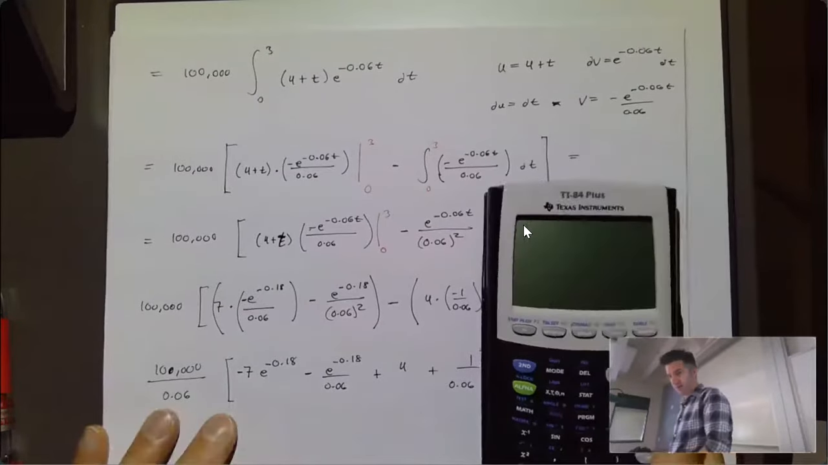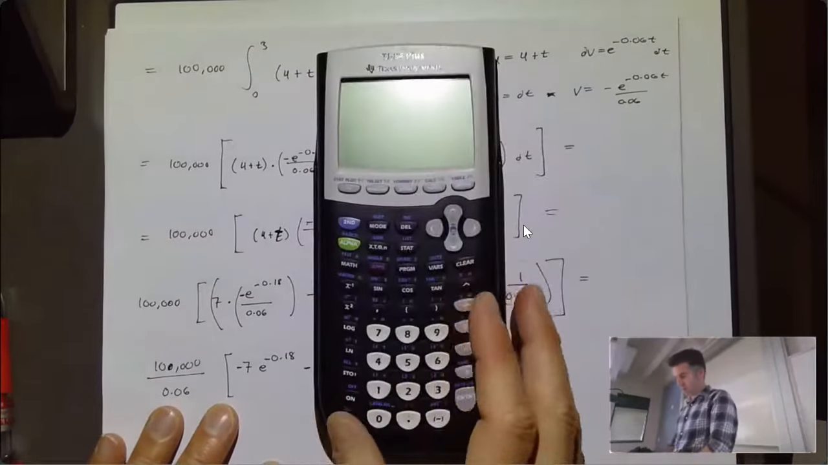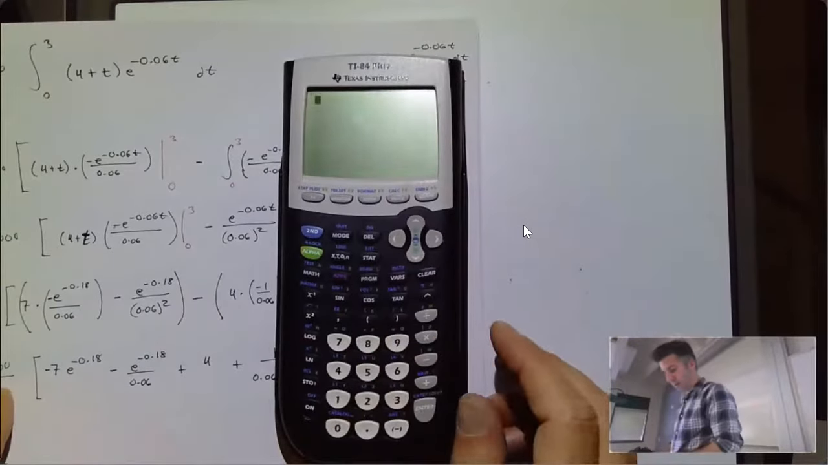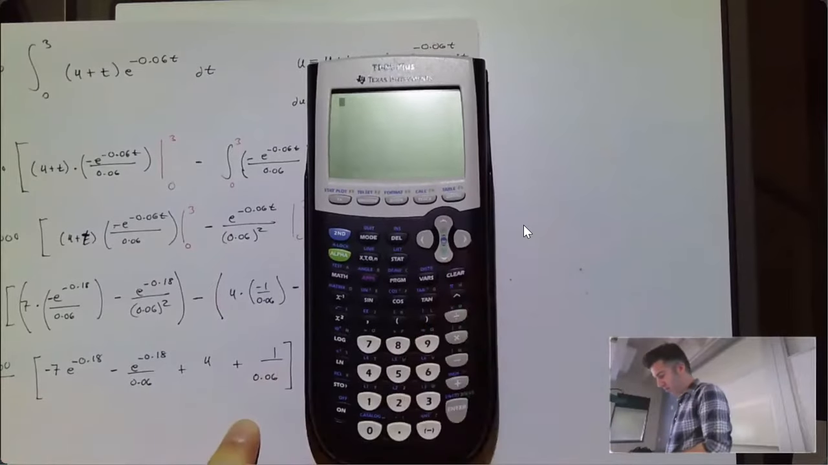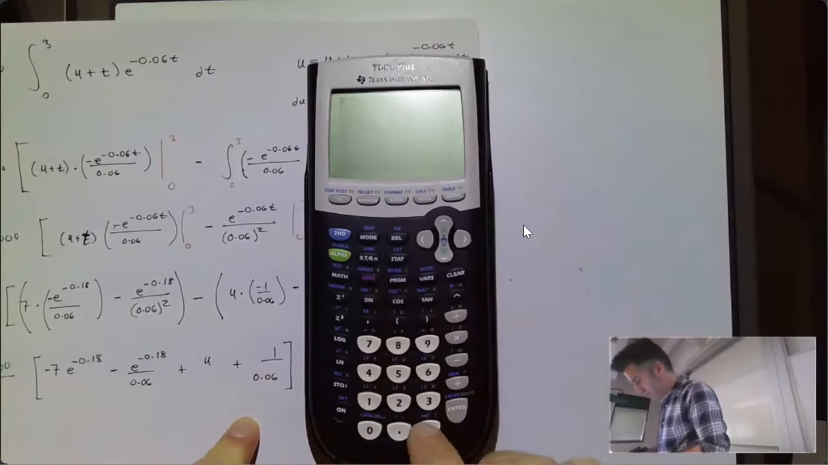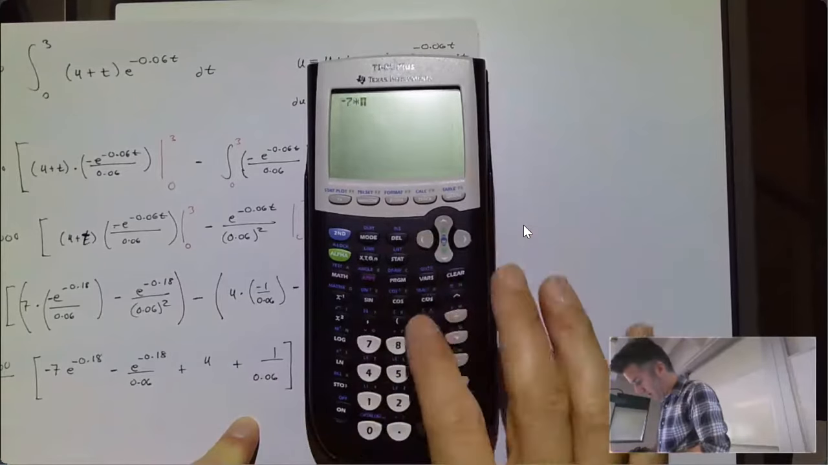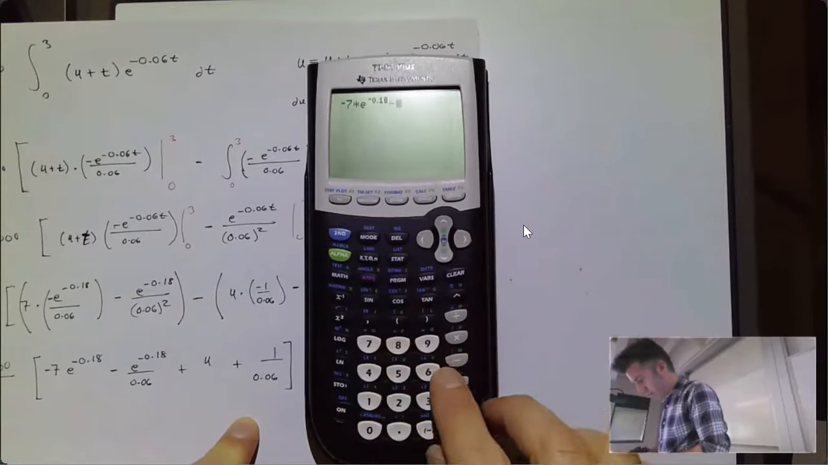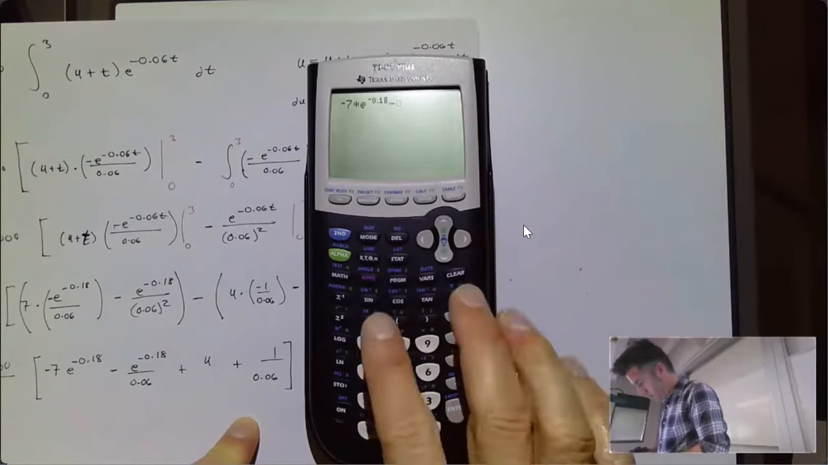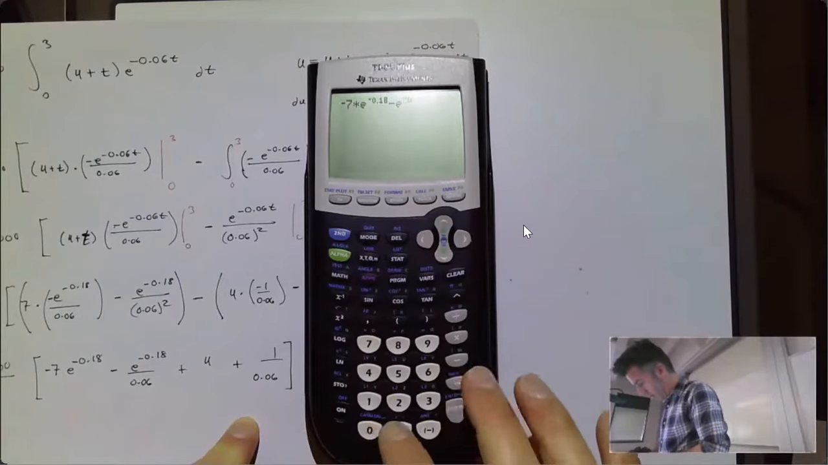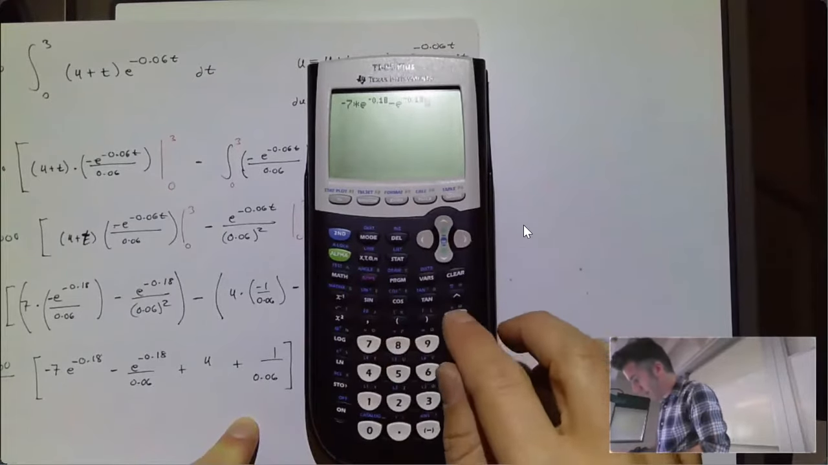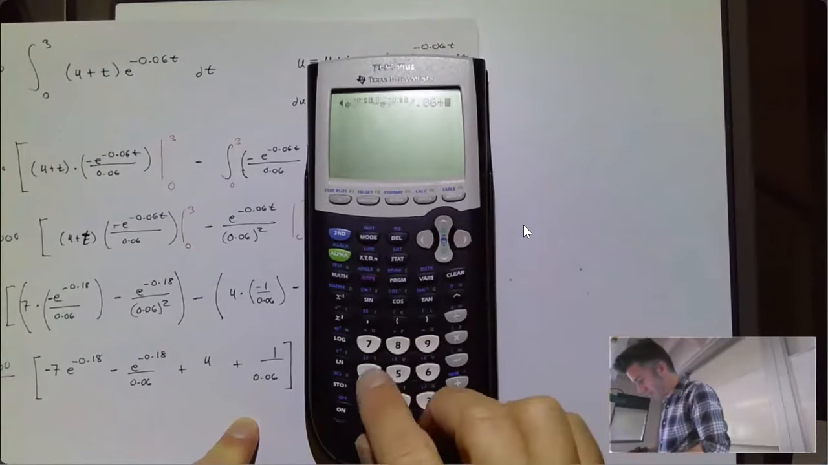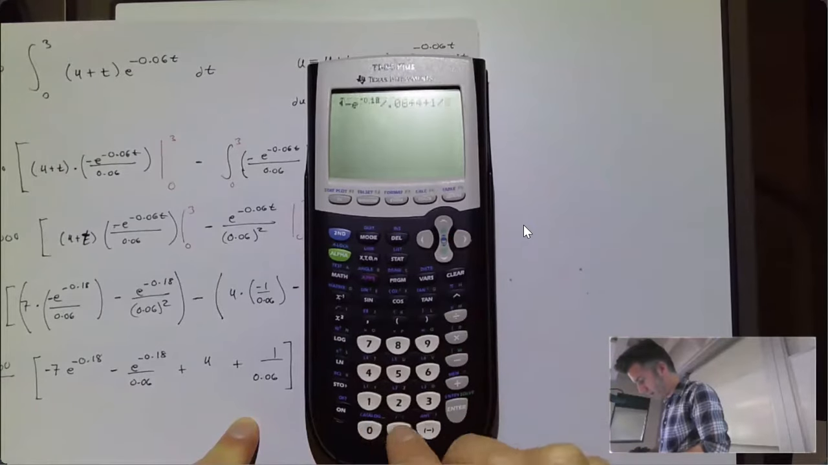So let's calculate it. Can you guys see this calculator? Yeah, sure. Let's move this over so you can actually see it. So I'm going to leave that till the end. So I'm going to do negative 7 times e to the negative 0.18 minus e to the negative 0.18 divided by 0.06 plus 4 plus 1 divided by 0.06.